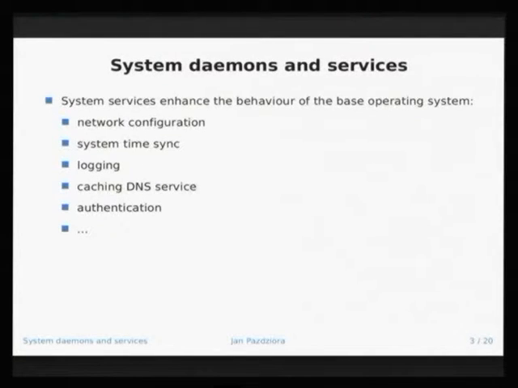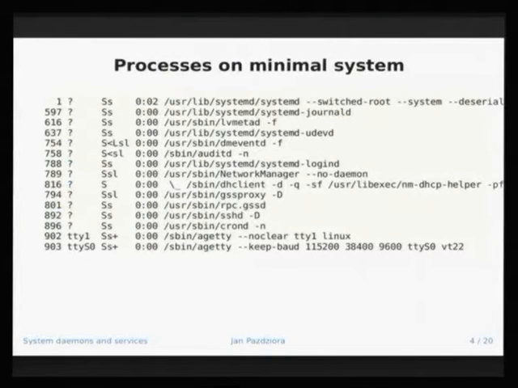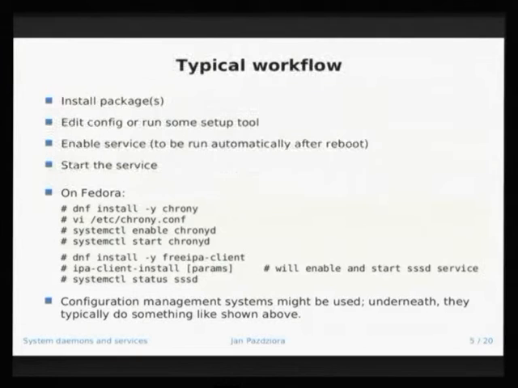Examples might be time synchronization, logging, authentication. Authentication is something that I was dealing with. Even if you take a minimal Fedora cloud image, there will be some system services running there, right? NetworkManager, dhclient. So typically, how do you get there? Well, you install the software, you tweak the configuration manually or using some tool, you enable the service so that after reboot you still have it running, and you start the service, and you are there.